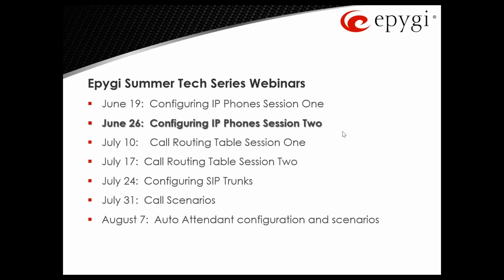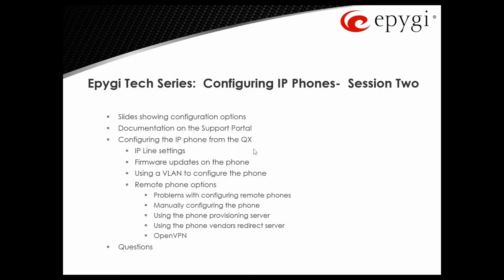And this is the second part in a series of webinars that we'll be doing. Short webinars just focused on specific topics. All right, and this is the second session. We'll pick up from here in a couple weeks. We'll look at the call routing table, configuring the SIP trunks, call scenarios, and auto tenant configuration and scenarios. And if you have any other ideas or suggestions or specific topics, let me know, and we'll see if we can tackle some of those for you.